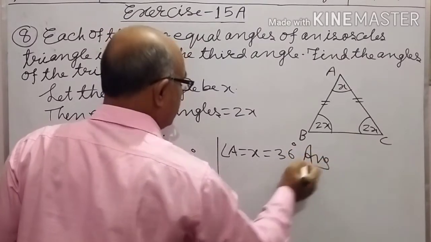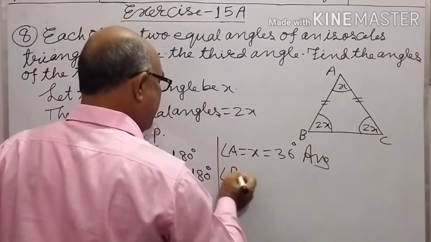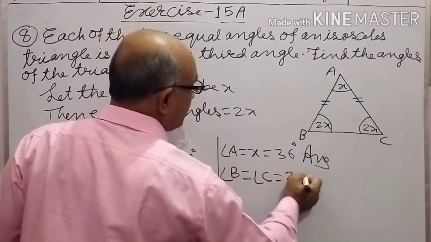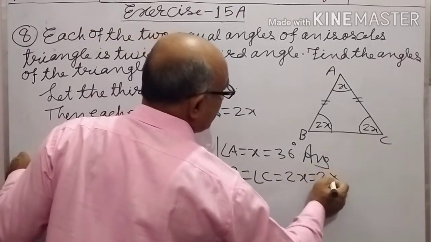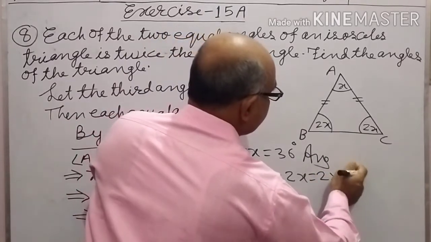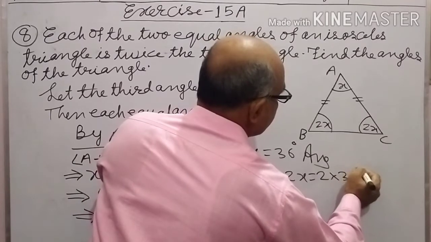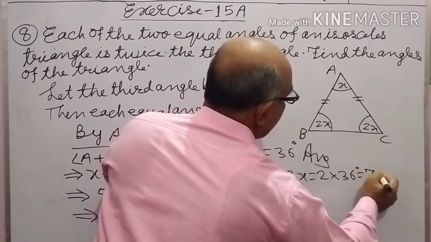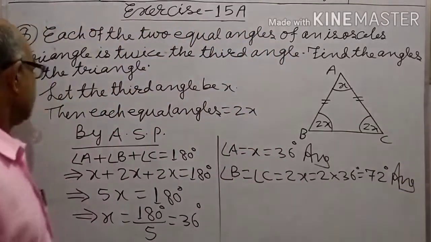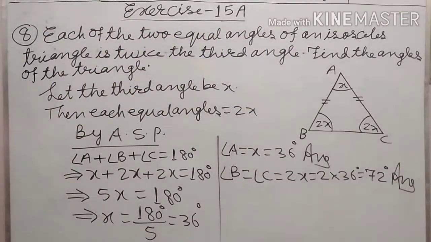Answer. And angle B equal to angle C equal to 2X equal to 2 into 36 degree equal to 72 degree. Answer. Students, understand and write it.